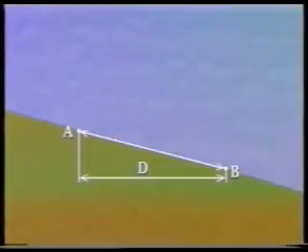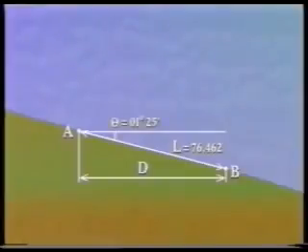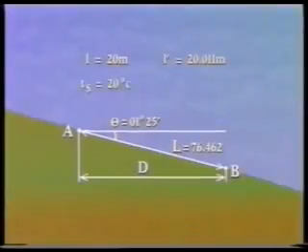For example, the surface distance along AB has been measured as 76.462 meters, and the angle of the slope was measured using a theodolite as 1 degree 25 minutes. The steel tape used had a nominal length of 20 meters and a standardized length of 20.011 meters at a temperature of 20 degrees C and a tension of 50 newtons.